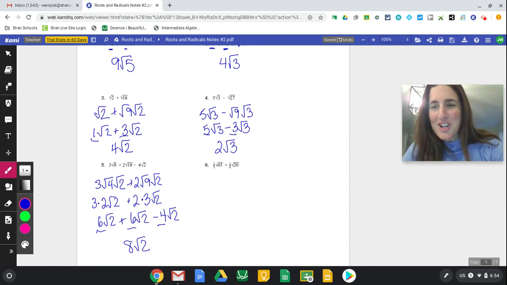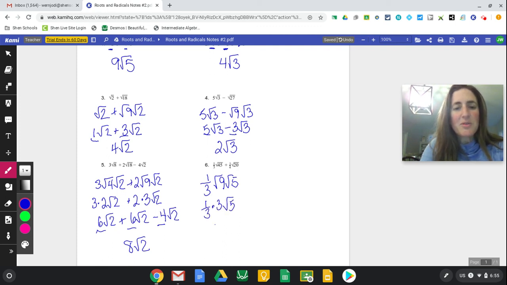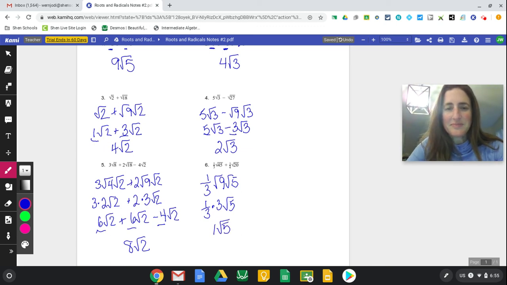Who put those fractions there? Mrs. Warner did. We can do it. I've got 1/3. I'm just going to leave that there for now. Square root of 45 is 9 times 5. Well, really, that's 1/3 times 3 radical 5, and 1/3 of 3 is 1 radical 5. That wasn't bad. Now let's go over here.